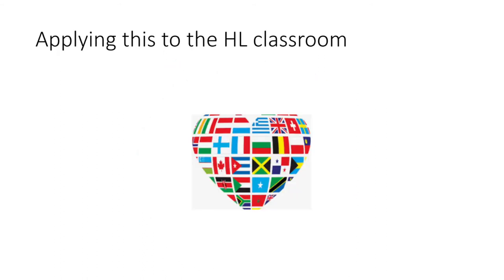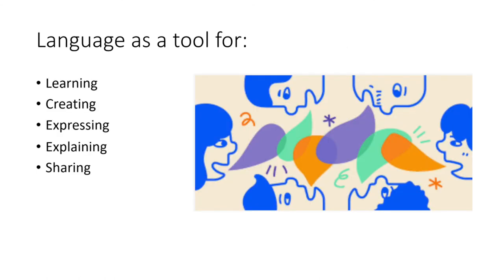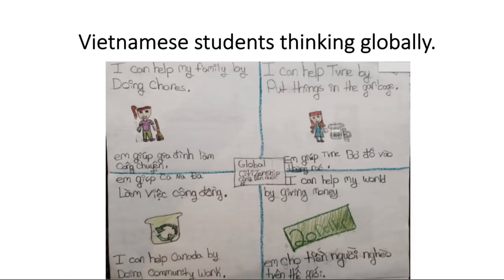Now, what are a few examples of how we might apply this to the heritage language classroom? Well, the first and most important thing to remember is that heritage language classrooms are a combination of learning language and using language, and perhaps maintaining language. And in that way, we are always seeing language as a tool. It is a tool for learning, a tool for creating, for expressing, for explaining, for sharing. And so what we want to look at is projects that students can undertake using their language skills.